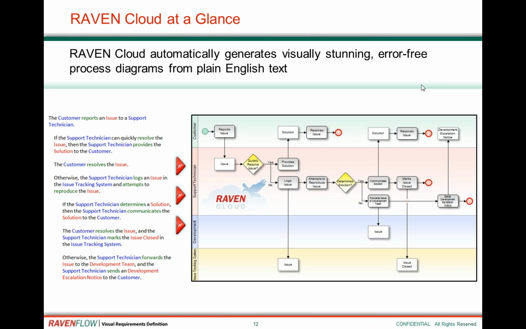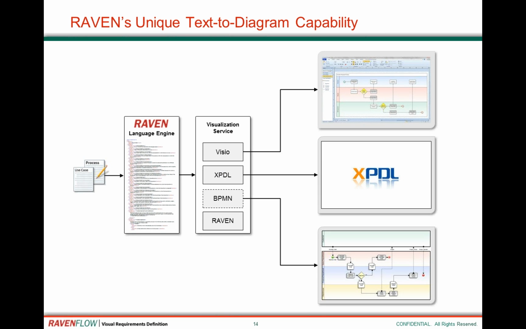So what its focus, of course, is to take, in this particular example, a description of a customer support process and go from that to the diagram that you see on the right, all through the power of the natural language engine that underpins everything that we do here at Ravenflow. And so rather than spend time talking about that in a slide, I'll just get into the demonstration quickly.